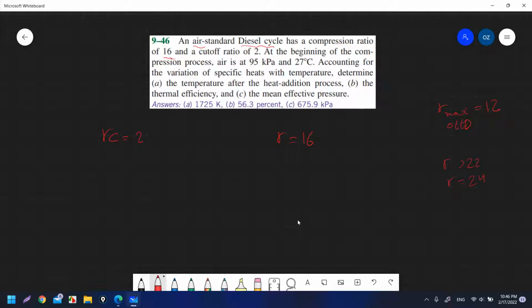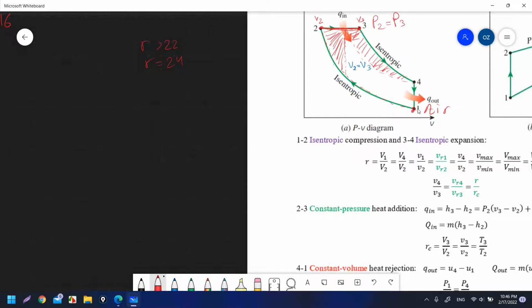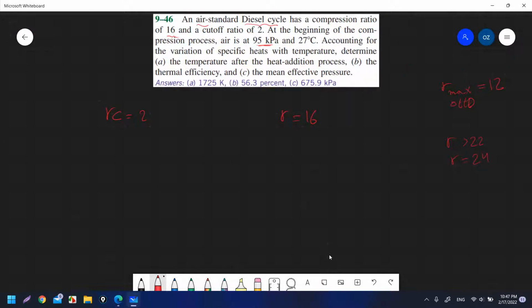At the beginning of the compression process, air is at 95 kilopascal. So at state 1 here, P1 is equal to 95 kilopascal, and T1 is equal to 27 degrees Celsius, which in Kelvin is 300 Kelvin. Accounting for the variation of specific heats, meaning variable specific heat. We will solve this question first with variable specific heat, and then with constant specific heat, so we can know how to solve this cycle under both assumptions.